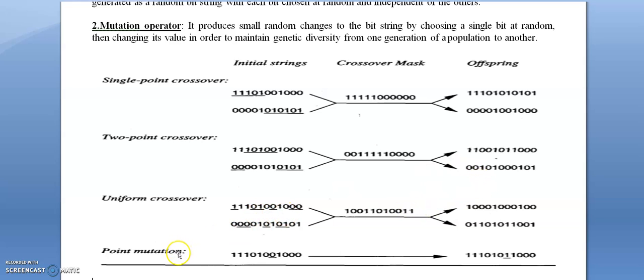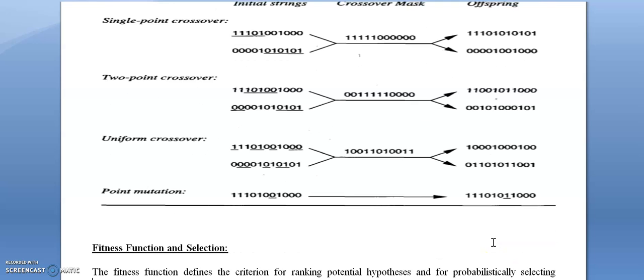Now we have the second operator, the mutation operator. It is used to maintain some genetic diversity from one generation of the population to another. It produces a small random change to the bit string by choosing a single bit at random and then changing its value. So here it has picked this bit 0 and inverted its value to 1. So this is the mutation operator.